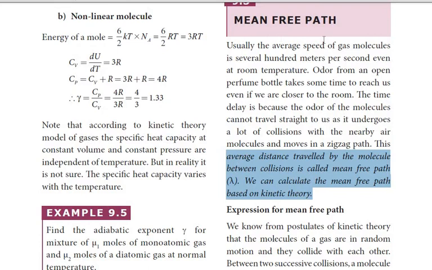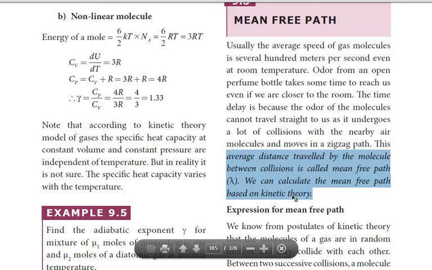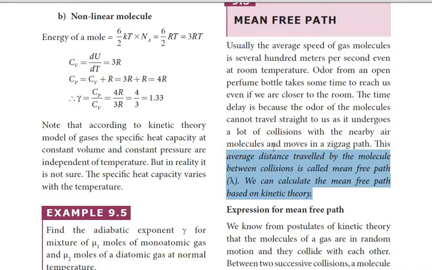What is meant by mean free path? It means the average distance traveled by a molecule between collisions. It is represented by lambda. We can calculate the mean free path based on the kinetic theory. Once again, all the molecules are moving in a random, zigzag manner. Each molecule collides with another molecule at room temperature. So the average distance traveled by a molecule between collisions is called the mean free path, represented by lambda. This is the definition of mean free path.